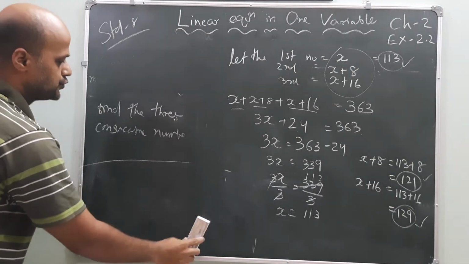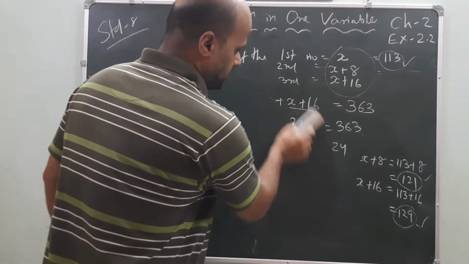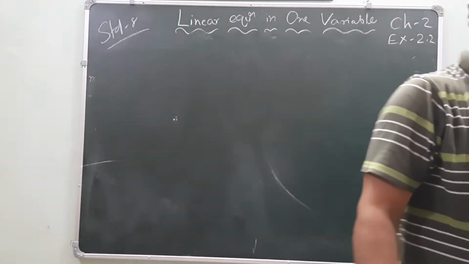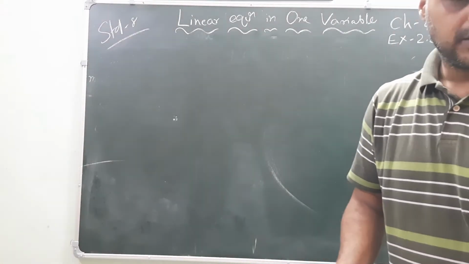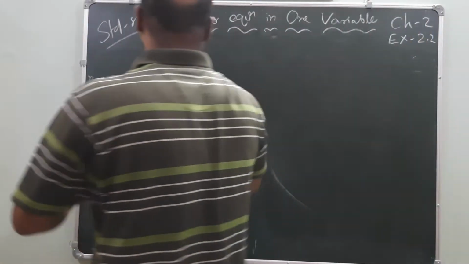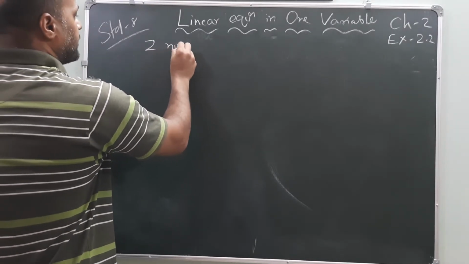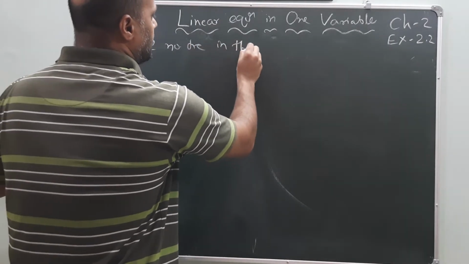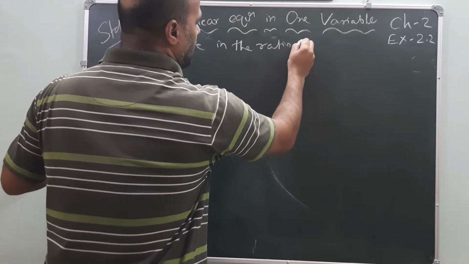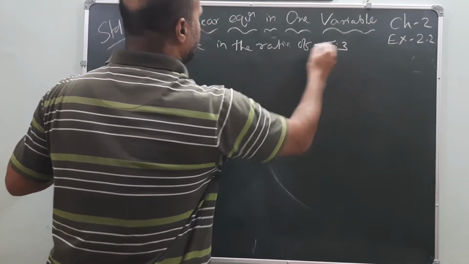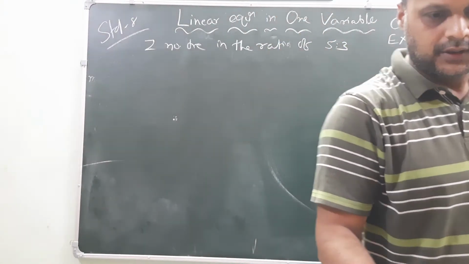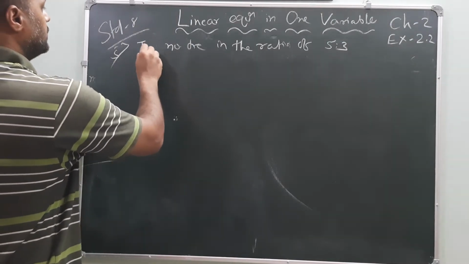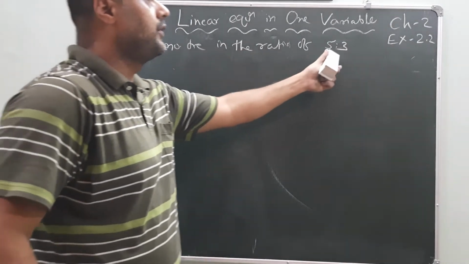Now, let's do a ratio one, so that you can easily understand. In your book it is there. What is that? Two numbers are in the ratio of 5 is to 3. Which number is it saying that I have to know? Two numbers are in the ratio of 5 is to 3.